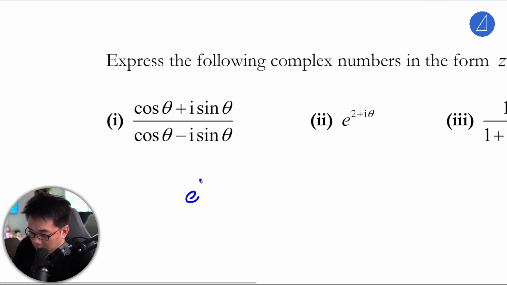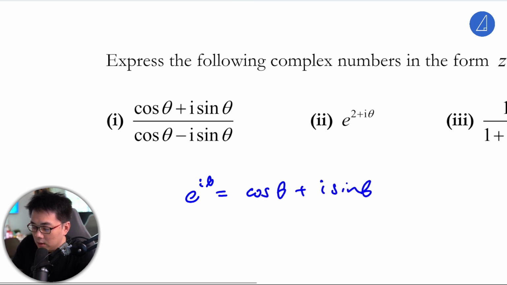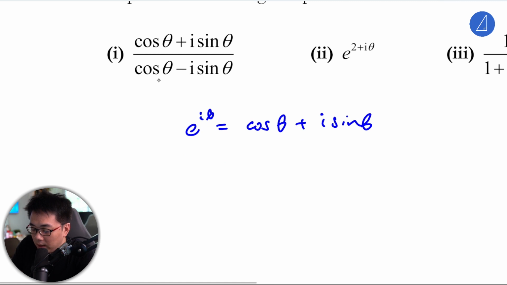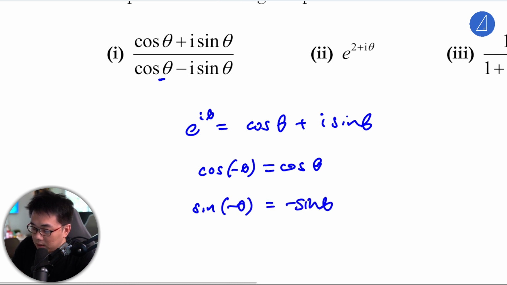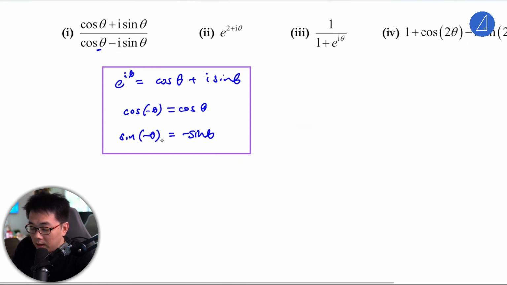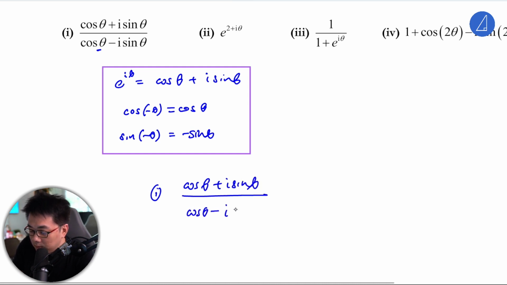So we know that e^(iθ) is equal to cos θ + i sin θ, right? So the first thing is you realize that there's a negative here. Now what we need to do is actually use the formula cos(-θ) = cos θ, and also sin(-θ) = -sin θ. Okay, so these are the things usually in this case here we need to use. So for the first part, shouldn't be an issue. cos θ + i sin θ, that would just be our e^(iθ).